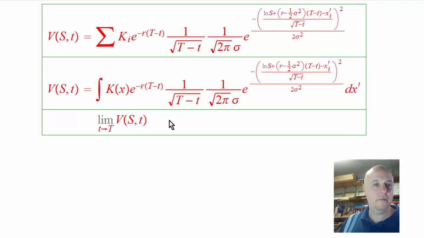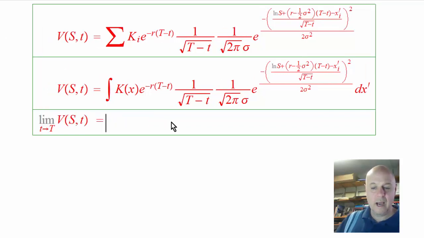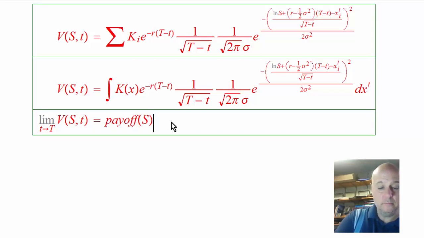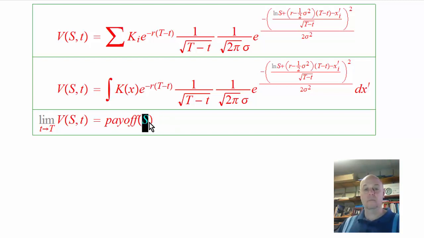Let's put that underneath. I need that to equal the payoff with respect to the stock. So that S is going to be what survives here as I take the limit as the time approaches expiry. Well, here's what I've got to reach back into differential equations.